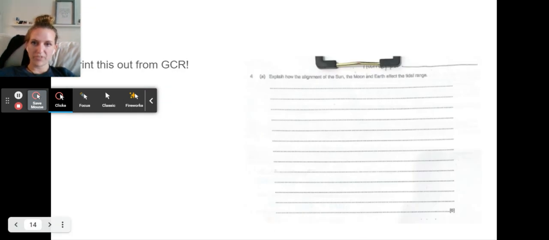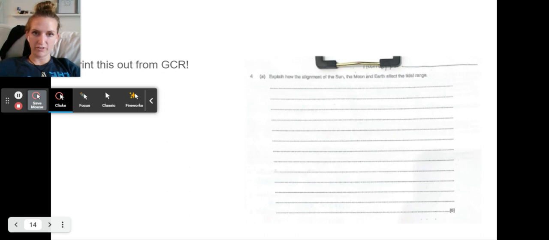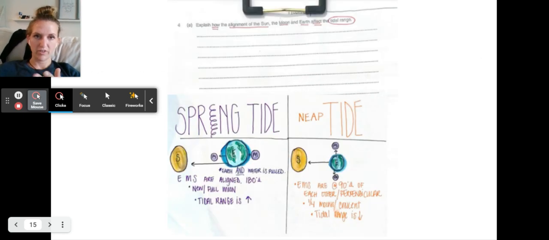There we go. Okay, print this out from Google Classroom, unless I gave it to you in class. Explain how the alignment of the sun, moon, and earth affect the tidal range. So how will tidal range change depending on the alignment of the earth, moon, and sun?